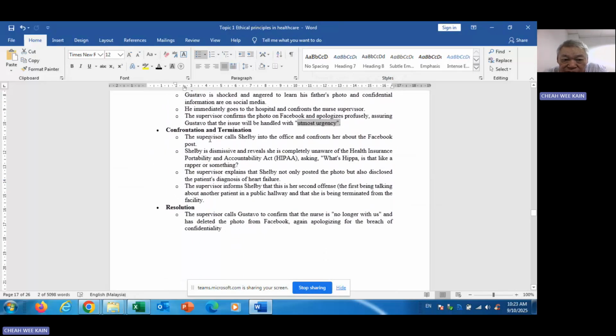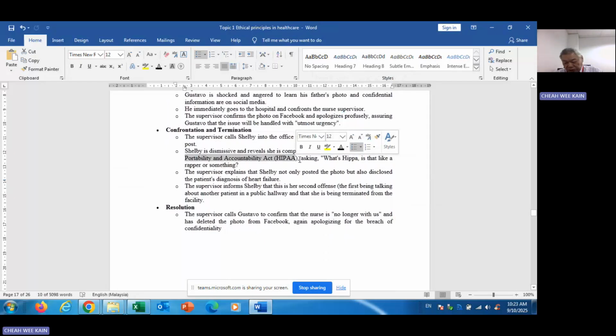So anyway, the supervisor calls the nurse, Shelby, into the office and confronts her about the Facebook post. Shelby is dismissive: "Don't care. Never mind, it's okay." Not that kind of a business attitude. And Lewis is completely unaware of this.